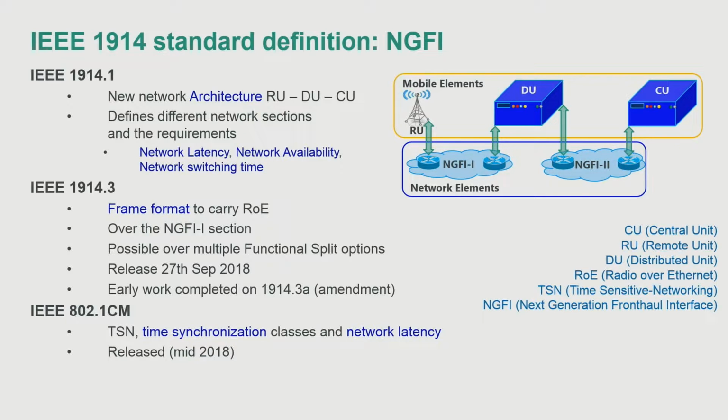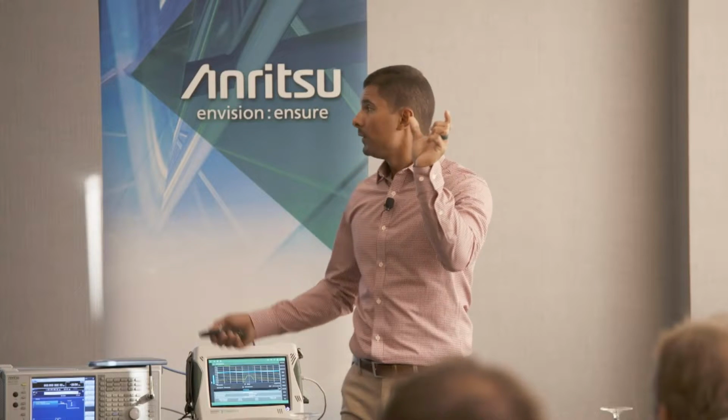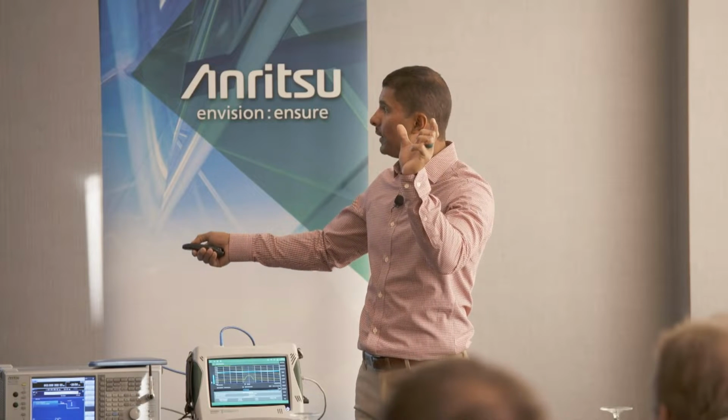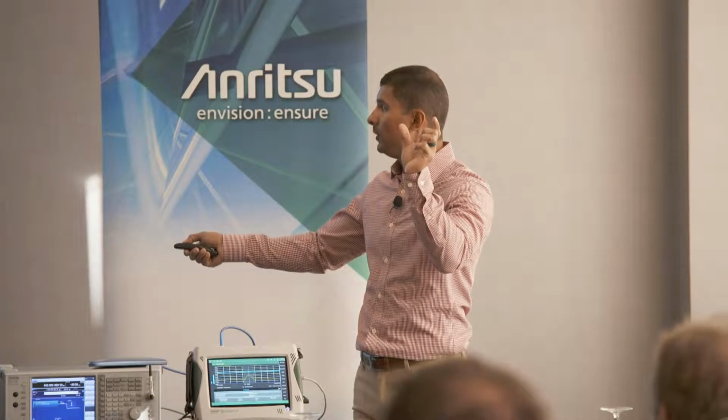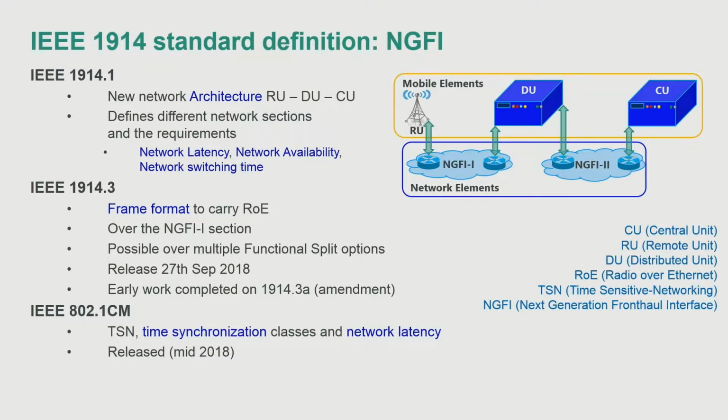Moving on to 1914.3. This is what's defining the frame format. What does that radio over Ethernet frame consist of? So 1914.1, architecture. 1914.3, the frame. And then finally, going down to 802.1CM, this is talking about the synchronization of that network. And again, we'll talk more about that because that plays a bigger impact later.